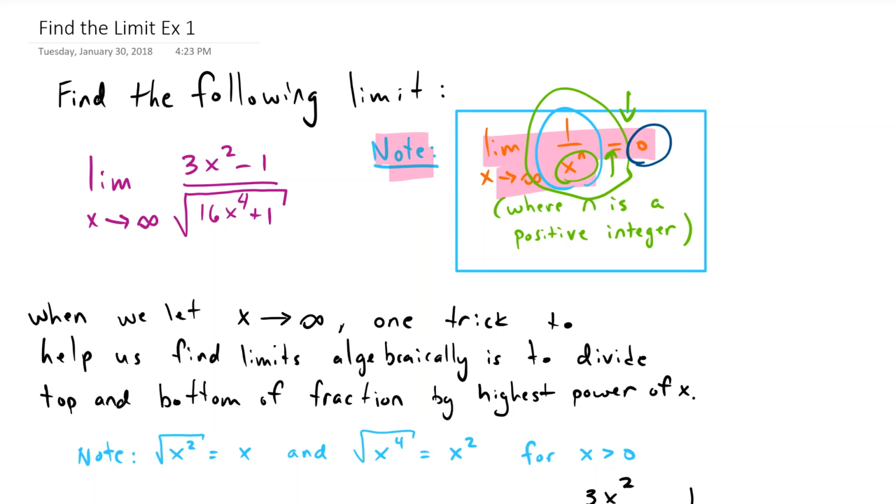So we're going to use that information in our problem. What if our problem is this? Find the limit as x approaches infinity of the quantity 3x squared minus 1 divided by the square root of 16x to the fourth plus 1.